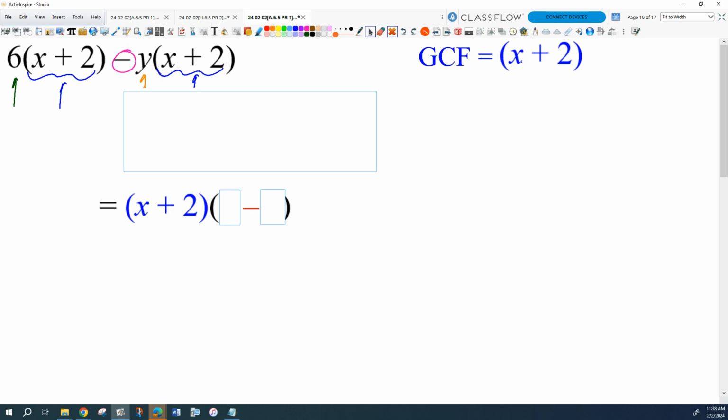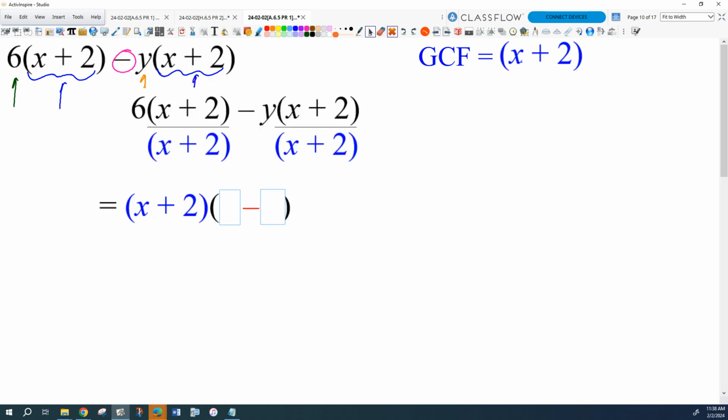And if I'm not seeing that, you can always go back to the division process. If I take the first term divided by my GCF, it's pretty obvious that the x plus 2's are canceling, and I'm getting 6. If I take the second term and I divide by my GCF, again, the x plus 2's cancel, and I just get a minus y.